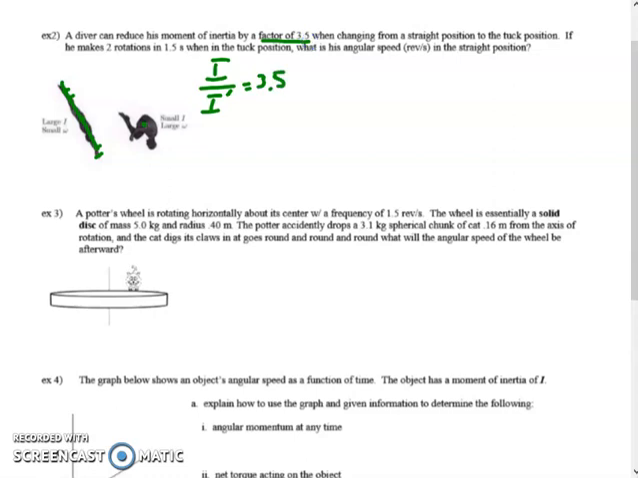So if the diver makes 2 rotations in 1.5 seconds when in tuck position, what's going to be his angular speed in revolutions per second? So we don't have to mess with radians here, but you could. It would give you the same ratio when we go into tuck position. So before we can answer that, we've got to ask ourselves, what's our guiding principle here? Well, the guiding principle is angular momentum and its conservation. There is no conservation of linear momentum because the diver's falling. There's an external force, gravity.